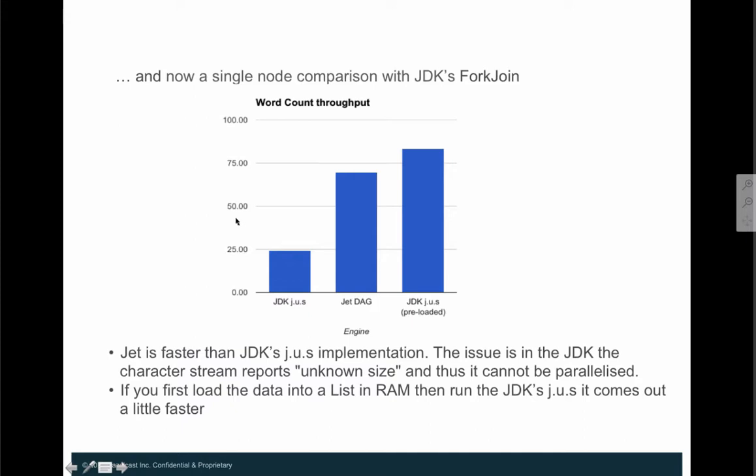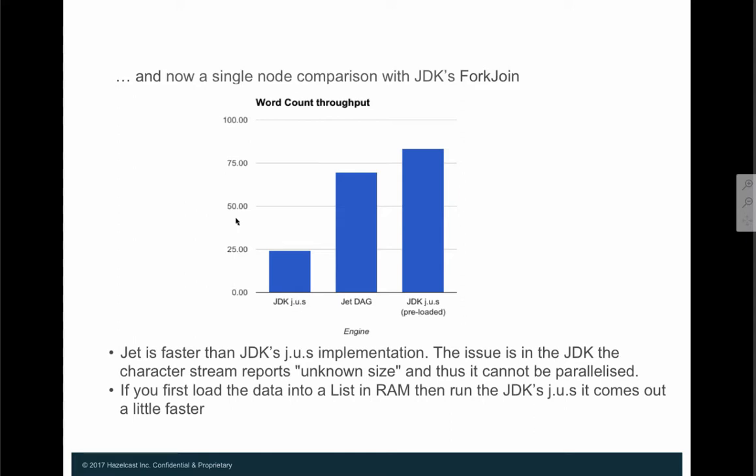And we also did a comparison to fork join pool. Fork join pool is what Java stream is implemented on in the JDK. So if you're using Java stream, it's using fork join pool internally. And this was just to see how we would compare to something very optimized for local operations. And first, in the first run, we were a lot faster.